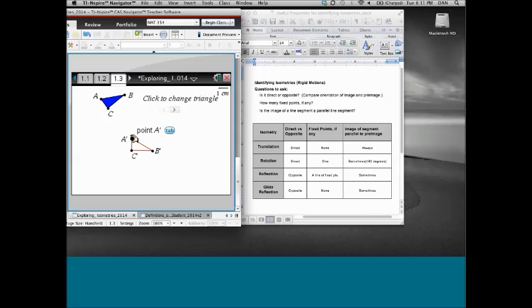Let's ask the question. The very first question, we want to identify what particular isometry maps ABC onto A prime, B prime, C prime. So the first question we'll ask, and we'll ask you folks to use the chat window, is this a rigid motion or isometry direct or is it opposite?